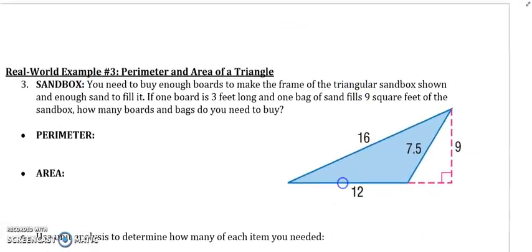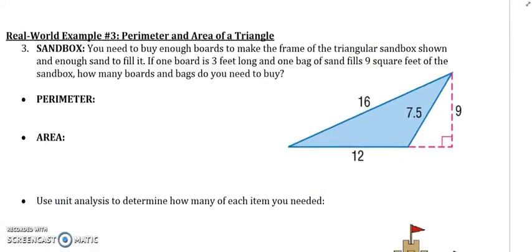Okay, we need to buy enough boards to make the frame of a triangular sandbox shown and enough sand to fill it. Okay, if I'm filling it with sand, that's area, right? We're not just going around the outside perimeter, we're filling the inside. So what that tells us is we want to find area, but we also want to know the frame, and that's along the outside.